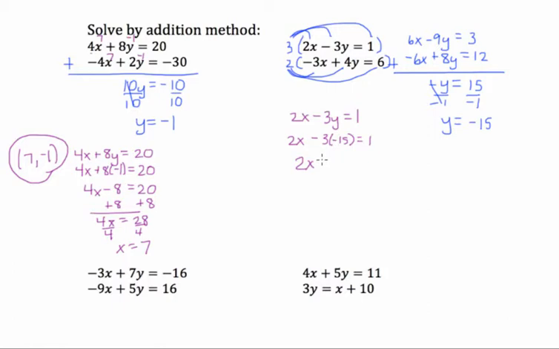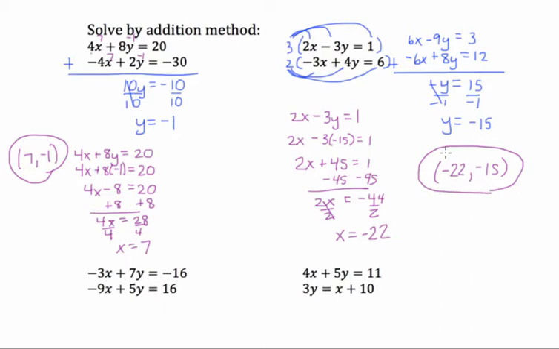Negative 3 times negative 15 will be positive 45. Now solve for x. That's a 45. So 1 minus 45 is negative 44. Divide both sides by 2. X equals negative 22. So our x-coordinate is negative 22. Our y-coordinate is negative 15. These are a little larger numbers than we're used to. I'd make sure to plug them back into my original equation and check.